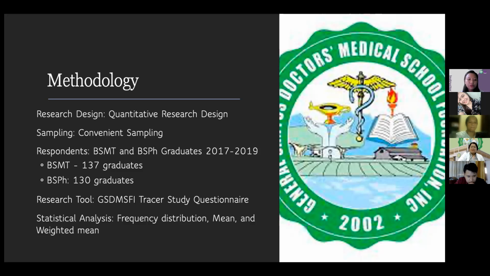For the research tool, we are going to use the GSDMSFI Tracer Study Questionnaire. This was also used in the 2017 questionnaire. We are either going to adopt or adapt this questionnaire, depending on your recommendation later. And for the statistical analysis, we will be using the frequency distribution, mean, and weighted means.